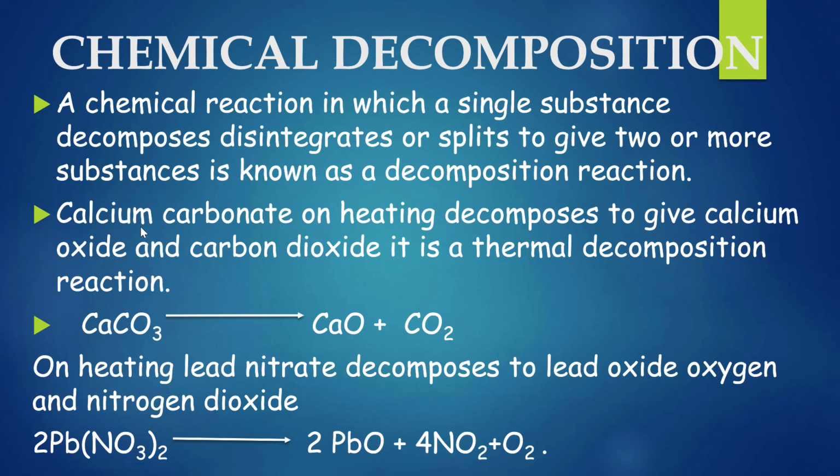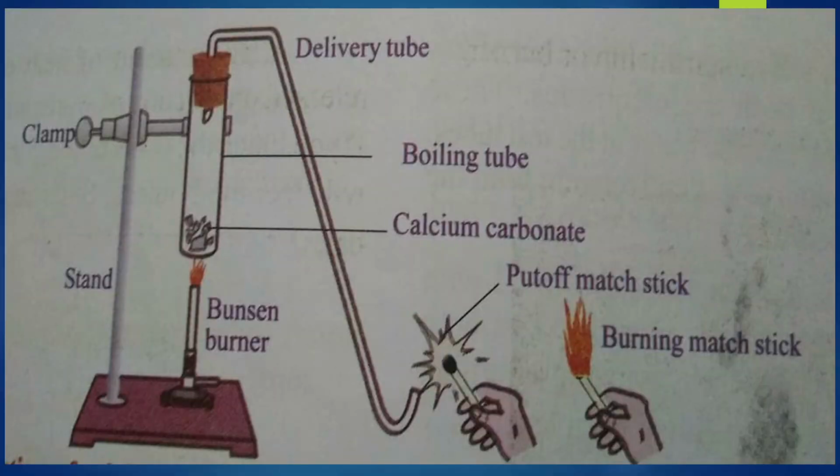For example, calcium carbonate on heating decomposes to give calcium oxide and carbon dioxide. It is a thermal decomposition reaction. So CaCO3 is calcium carbonate, on decomposition gives calcium oxide CaO plus carbon dioxide. You can just look into the slide.